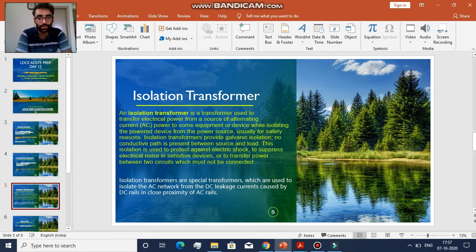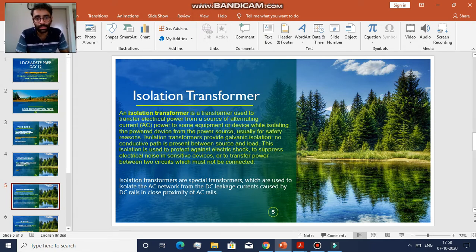And an isolation transformer provides galvanic isolation. No conductive path is present between source and load. So this is the isolation that we are talking about. The source is the transformer, and the load is some device, and there is an isolation provided between these two.